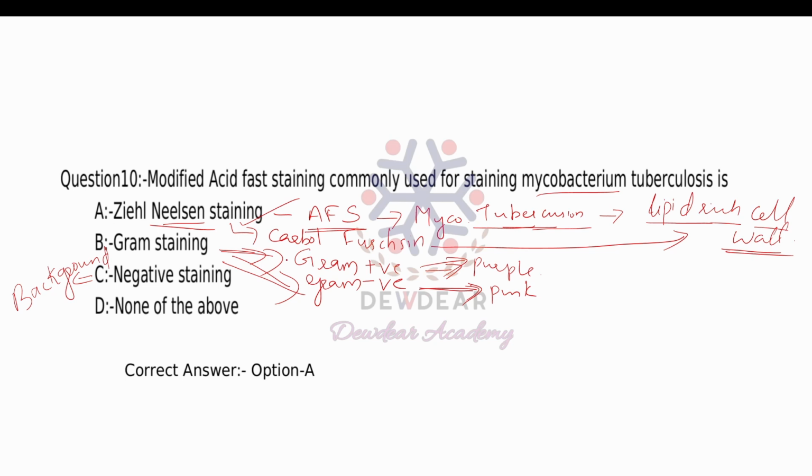The gram staining is mainly used to differentiate gram positive and gram negative. The gram positive will remain purple ultimately, and gram negative becomes pink in color. In negative staining, we stain only the background and the cells are not stained there. So it helps to determine the morphology of the cells and mainly the capsules. And the stain we use there is India ink. And the last option is none of the above. That is not the correct answer, because Ziehl-Neelsen staining is the correct answer here.